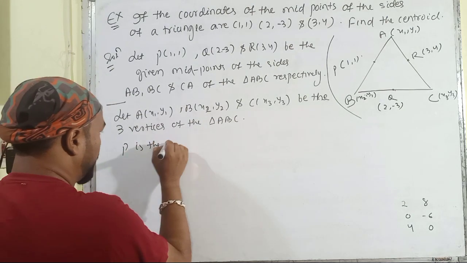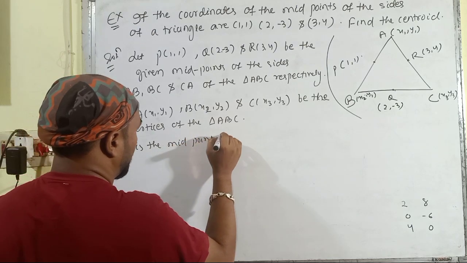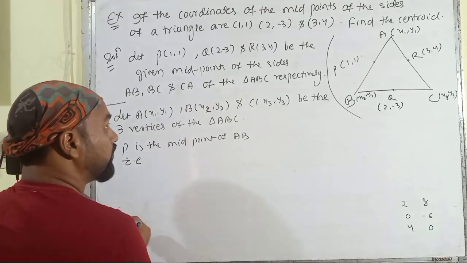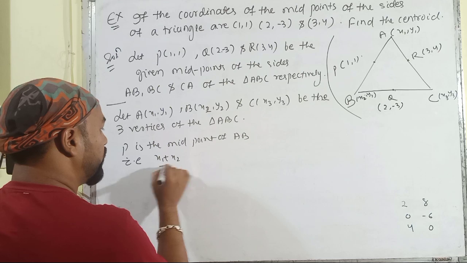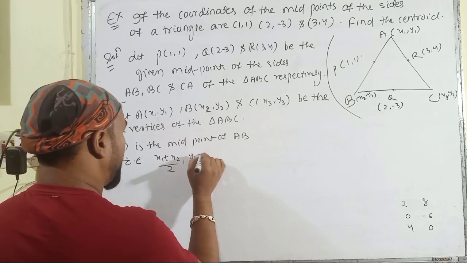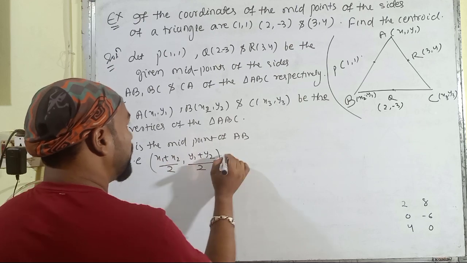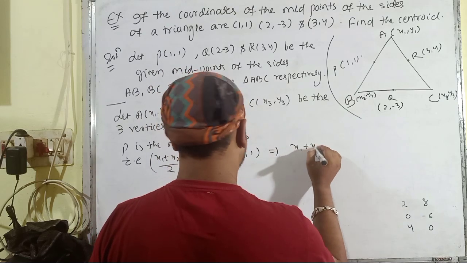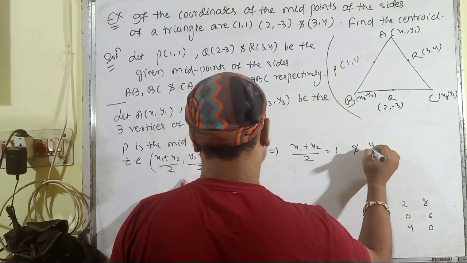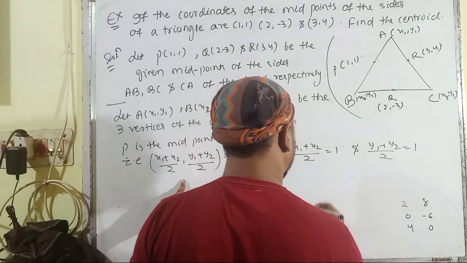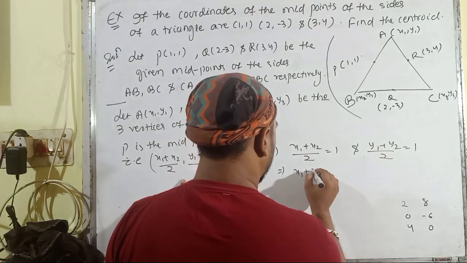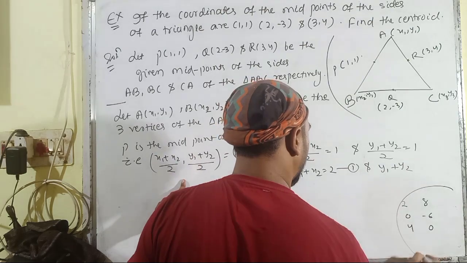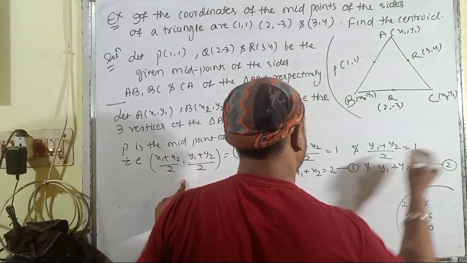P is the midpoint of AB, that is (x1 plus x2 divided by 2, y1 plus y2 divided by 2) is equal to (1, 1). That implies x1 plus x2 divided by 2 is equal to 1 and y1 plus y2 divided by 2 is equal to 1. That implies x1 plus x2 is equal to 2, equation 1, and y1 plus y2 is equal to 2. This is equation 2.